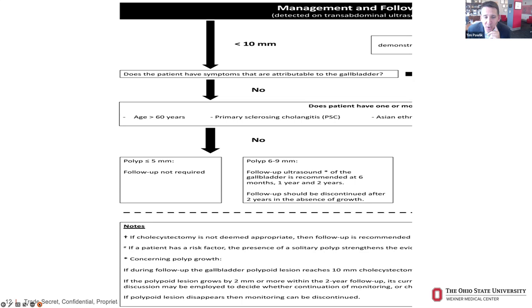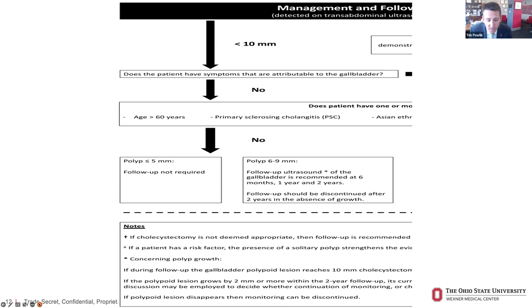If the patient does not have any of those symptoms, then if the polyp is less than 5 millimeters, then there's no follow-up that's recommended. If the polyp is between 6 and 9 millimeters, then there should be follow-up ultrasound and continued surveillance of this polyp at 6 months, 1 year, and then 2 years. And the follow-up can only be discontinued after 2 years if there is an absence of any growth.